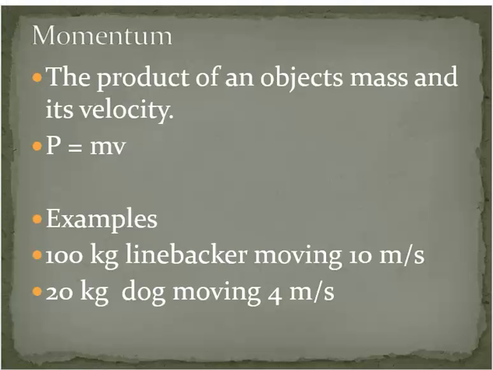So what that really then tells us, the word product means we're going to take the mass times the velocity, so that's our equation. Now the hard thing for students to remember is P stands for momentum, and then it's the product of mass and velocity, so mass times velocity.